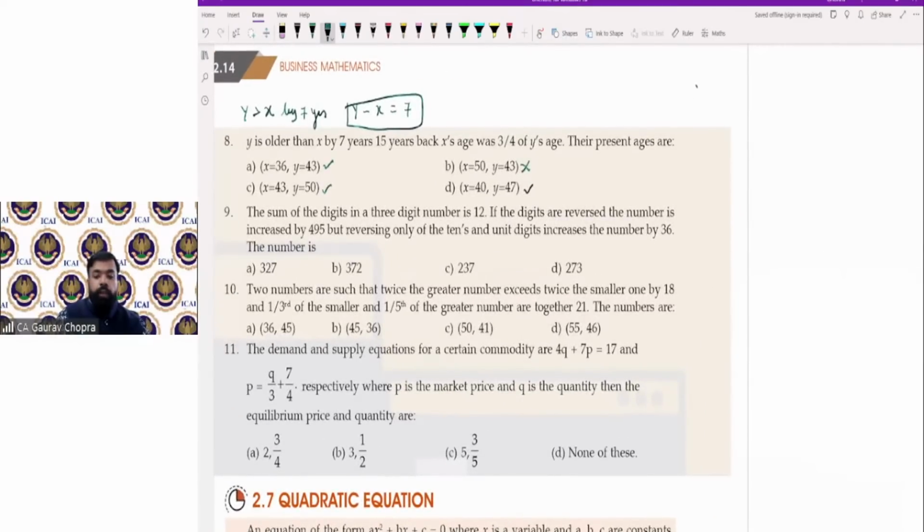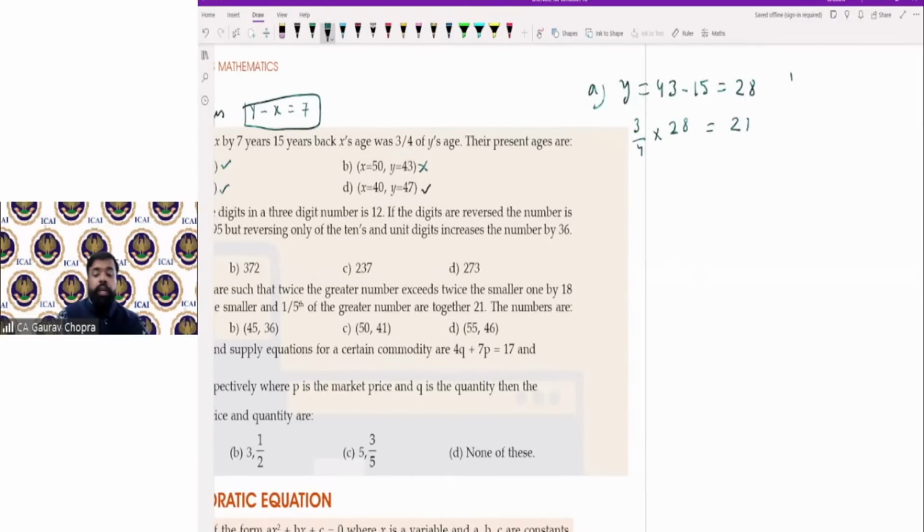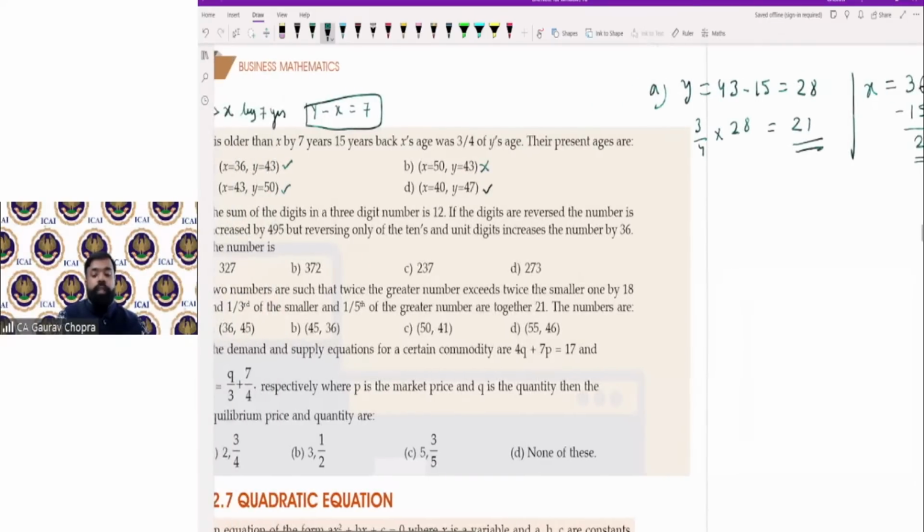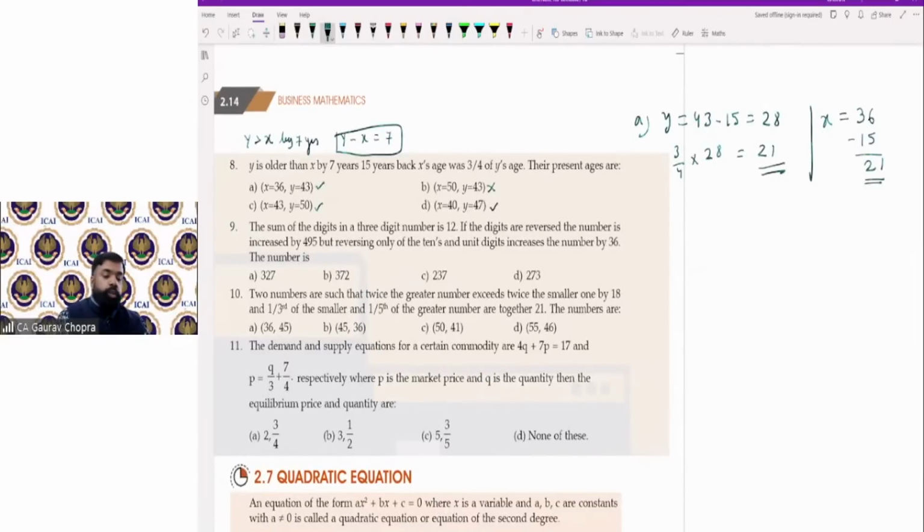So if you check option number A, what is Y's age? 43. What would it have been 15 years ago? 28. Now 3/4 of 28 is how much? 21. It is 21. Now what would X's age be 15 years ago? If present age is 36, 15 years before the age was 21. So yes, the condition is verified. Both the conditions are verified. So option number A is the correct answer.